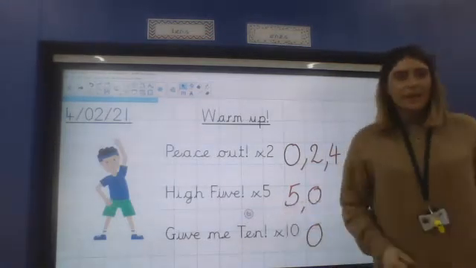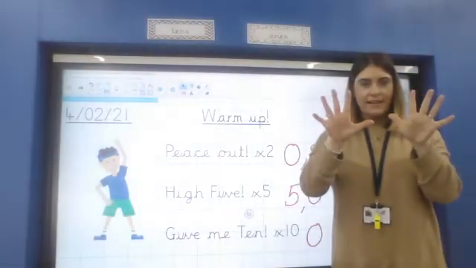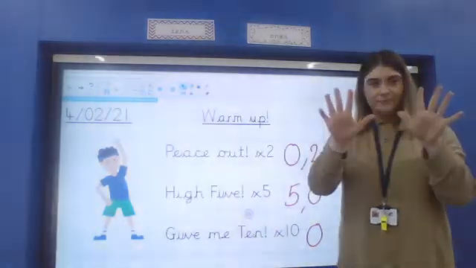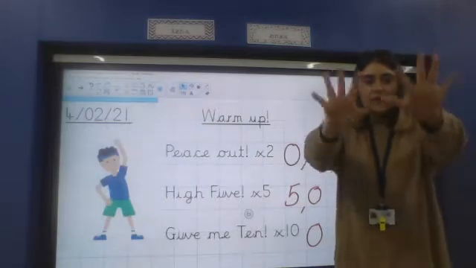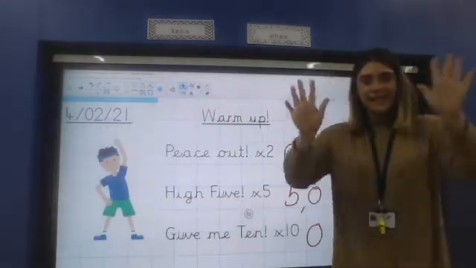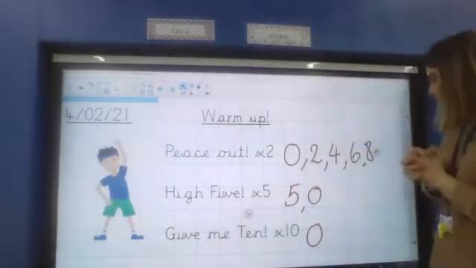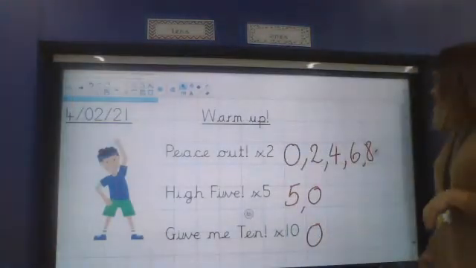Counting in 10s this time, my favourite. So get your 10 ready. Are we ready? Counting in 10s, giving your grown-up the 10. 10, 20, 30, 40, 50, 60, 70, 80, 90, 100. Well done. Hopefully you're feeling all nice and warmed up now, ready for today's learning.